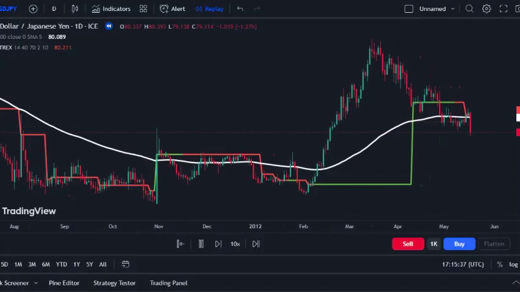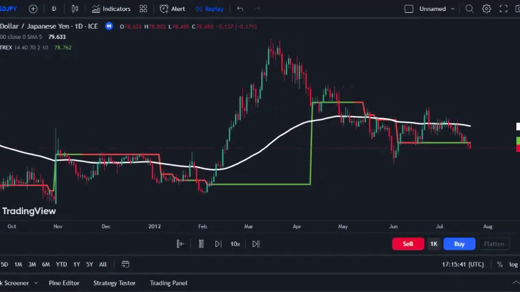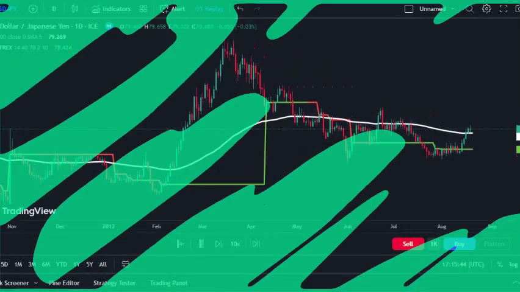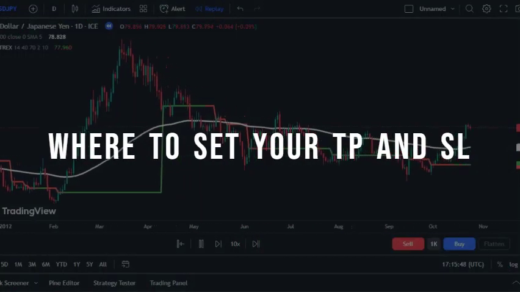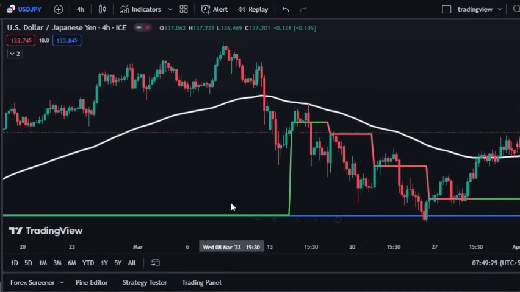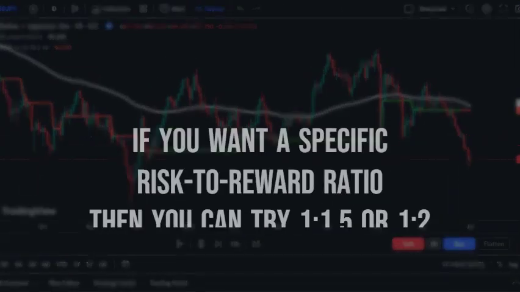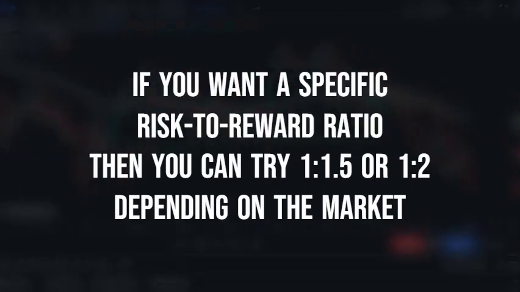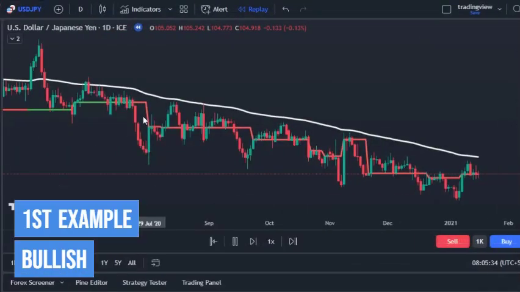Now before I show you some examples, let me tell you which time frame works best. So normally it works best in all time frames, but it gives even better signals in higher time frames. Now, where to set your take profit and stop loss? You can set your take profit and stop loss near key levels or support and resistance or whatever you use. Or if you want a specific risk to reward ratio, then you can try 1:1.5 or 1:2 depending on the market. Okay, now let's see how this whole strategy works.